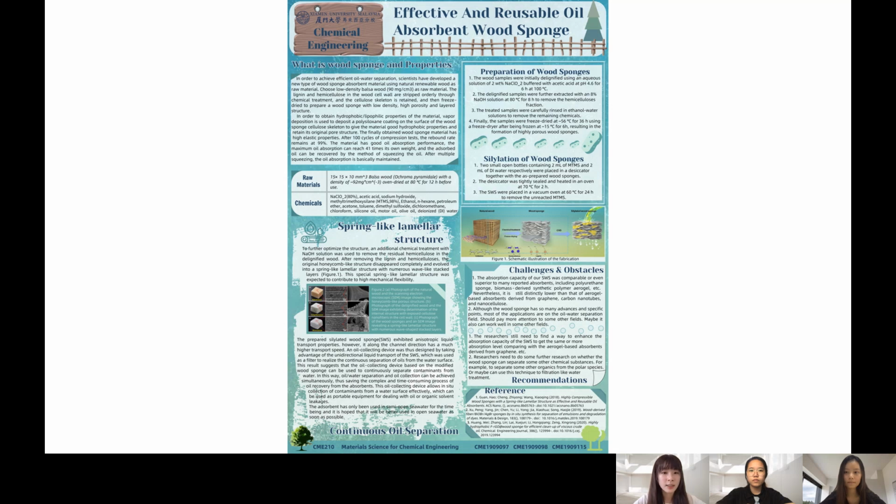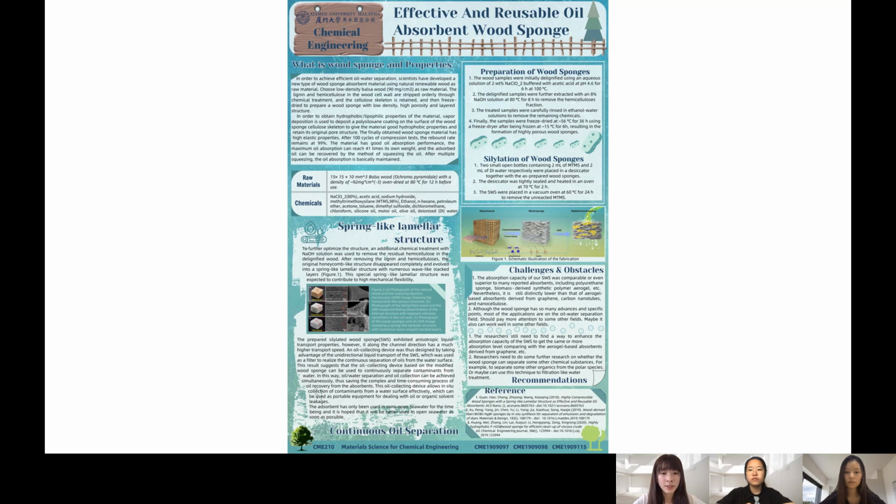Herein, scientists report an effective strategy to create anisotropic cellulose-based wood sponges with a special spring-like lamellar structure directly from natural balsa wood. The synthesis of wood sponge is divided into two parts. One is preparation of wood sponges, and the other is cellulation of wood sponges. The synthesis process is shown in Figure 1.